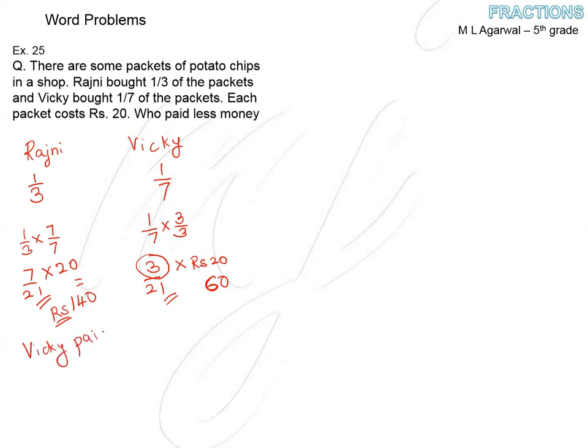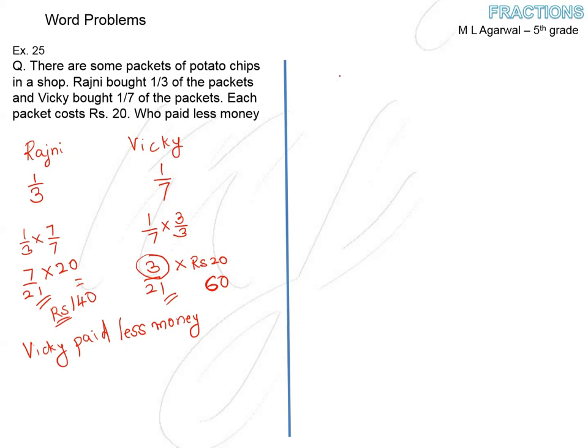They have not asked how much money. They have just asked who paid less money. So I will say Vicky paid less money. Whatever has been asked, we have to write that. We don't have to go a step further and give another answer. Whatever is asked in the question, we will try to write that much answer. Now we will try to solve it by another method, the block method. Okay. So let's try with the block method.